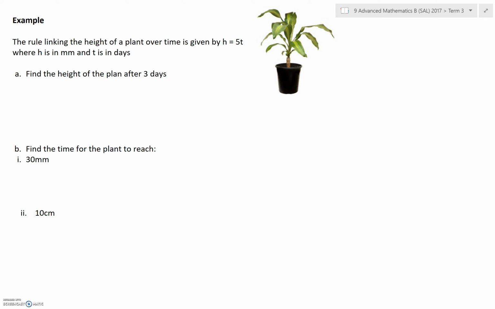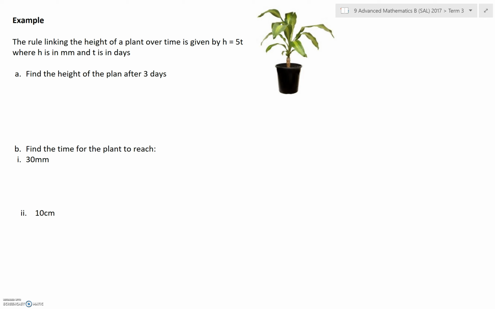Now, we should write some sort of sentence too. Therefore, it will take 6 days to reach 30 millimeters. Now 10 centimeters, let's do the next one as well.